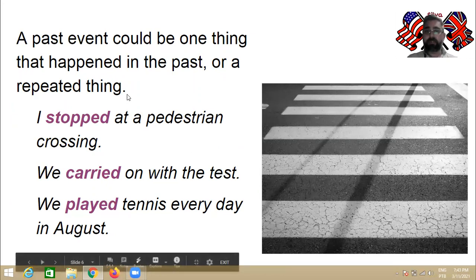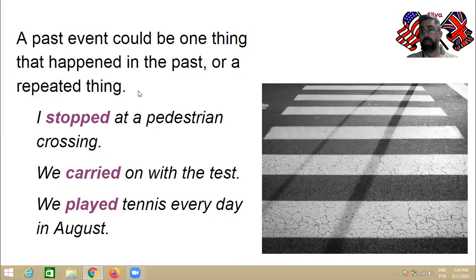Okay, a past event could be one thing that happened in the past or a repeated thing. Look at the examples. I stopped at a pedestrian crossing. That's a pedestrian crossing right there, by the way. So that was an action that happened in the past. You were walking and for some reason you just stopped. We carried on with the test. We continued doing the test. That is also an action.